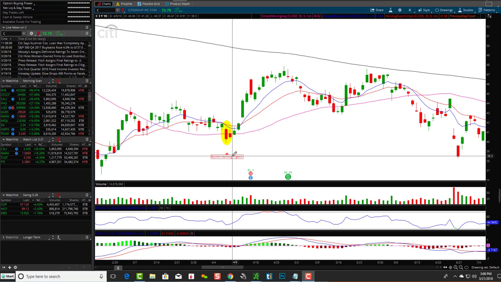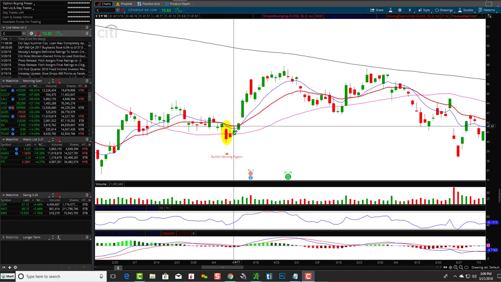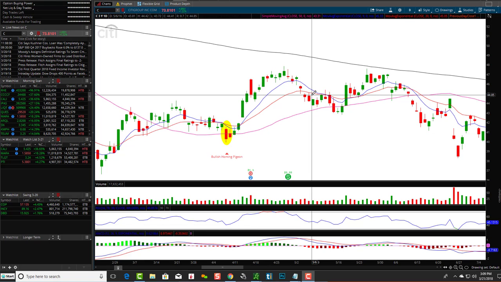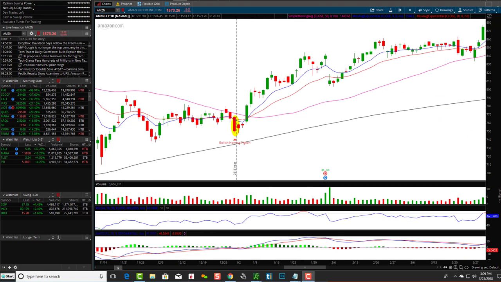Flags look like wedges a lot. Pennants look like triangles. Cup and handles look like V bottoms. You know, lots of similarities to patterns, and that's why I tell people be aware of what the candlesticks are trying to tell you. Don't necessarily bog yourself down in the minutia in the terminology.